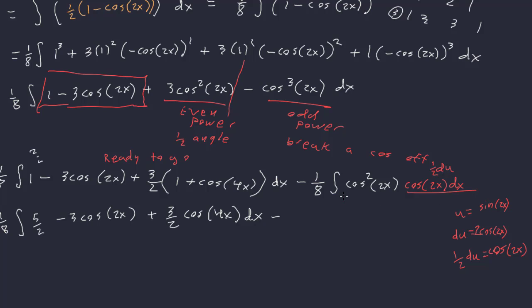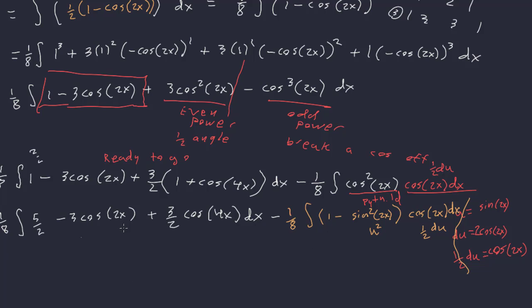And then this is not in terms of sine at all, so we have to use the Pythagorean identity. So that makes that 1 minus sine squared of 2x. I'm going to leave this as it is, cosine of 2x dx. All right, and sorry about the sloppiness here, but now this will become our u squared. This will become our 1/2 du.